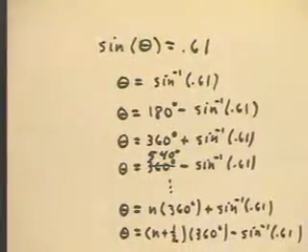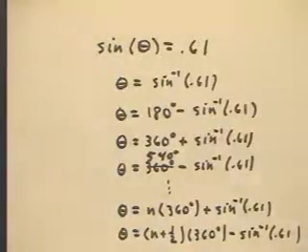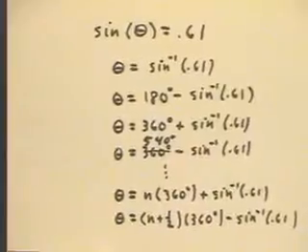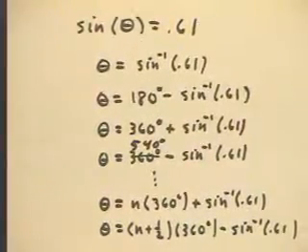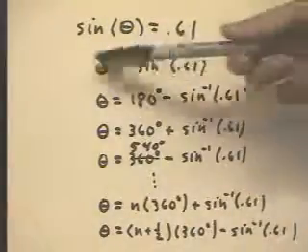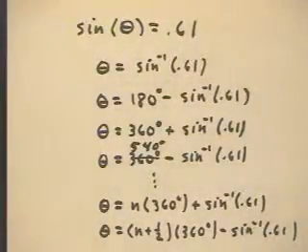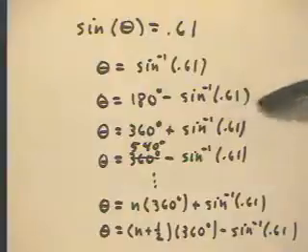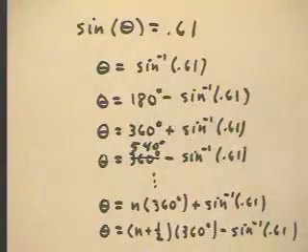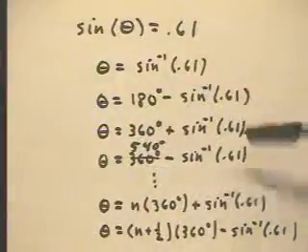Now, everything we've done so far has been a pretty concrete example with angles and everything. We could represent our solutions to this point by saying sine theta equals 0.61, so theta is the inverse sine of 0.61, or 180 minus the inverse sine of 0.61, or 360 degrees plus the inverse sine, or 540 degrees minus the inverse sine.